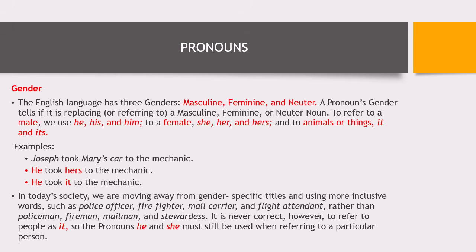In today's society, we are moving away from gender-specific titles and using more inclusive words, such as police officer, firefighter, mail courier, and flight attendant, rather than policeman, fireman, mailman, and stewardess. It is never correct, however, to refer to people as it, so the pronouns he and she must still be used when referring to a particular person.